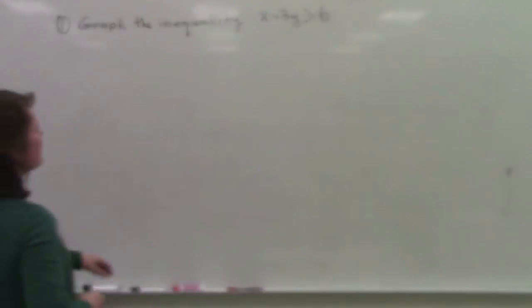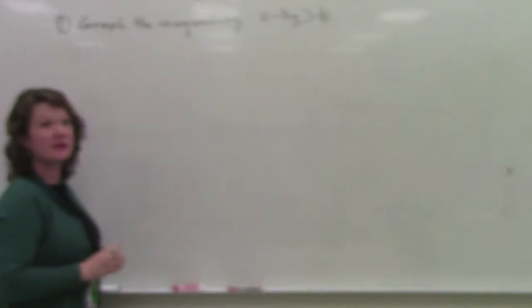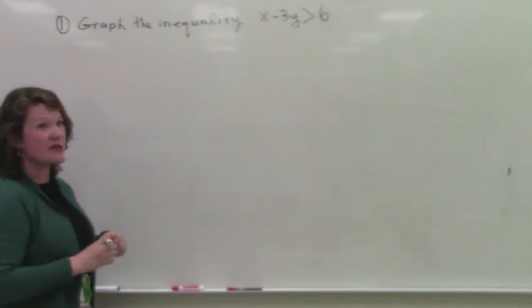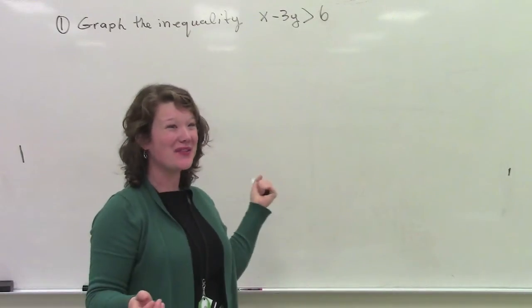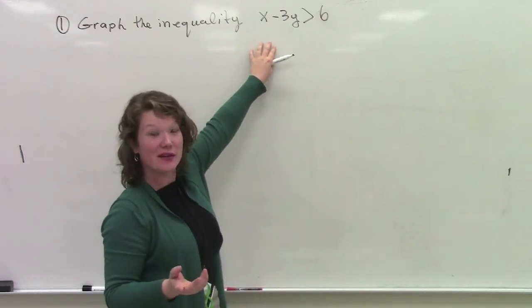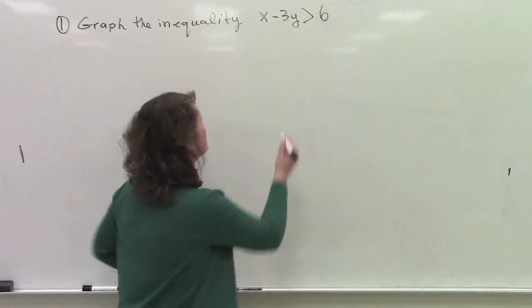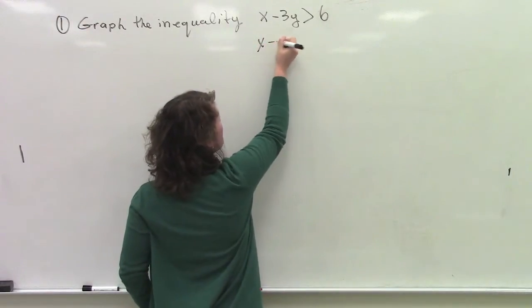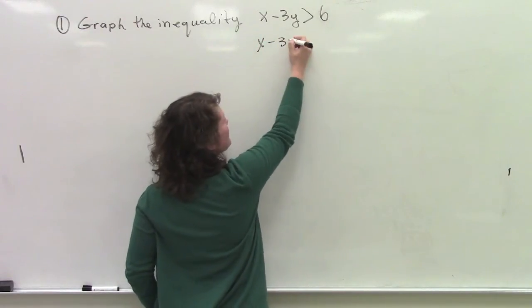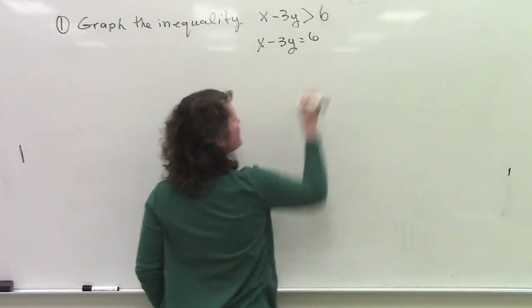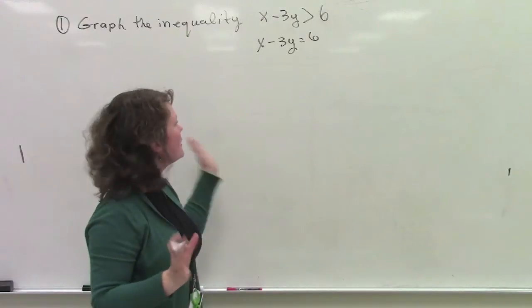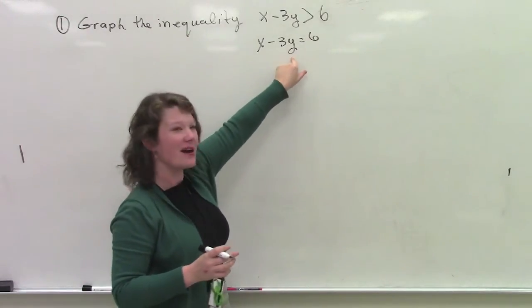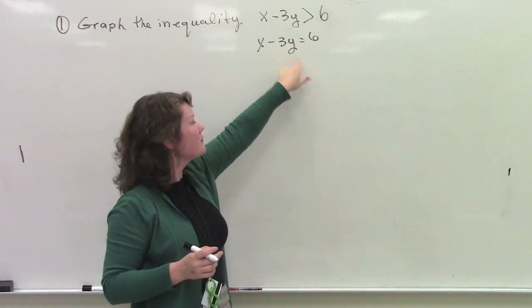Example number 1, graph the inequality x minus 3y is greater than 6. So first things first, we want to graph that line. Instead of an inequality, we have to make it a line, so x minus 3y equals 6. This is in general form, not slope-intercept, because the y is not all by its lonesome.